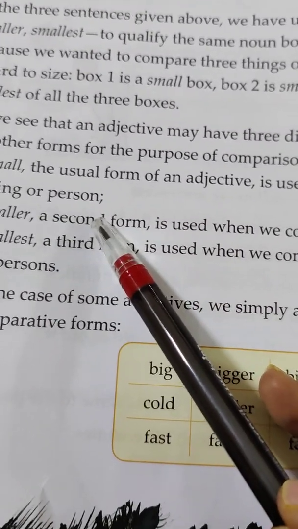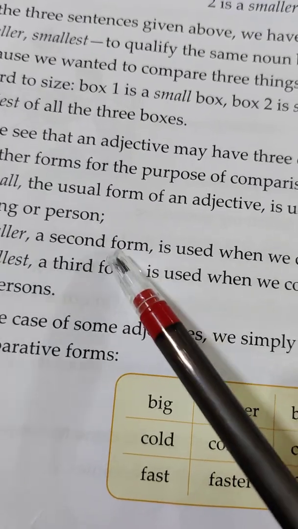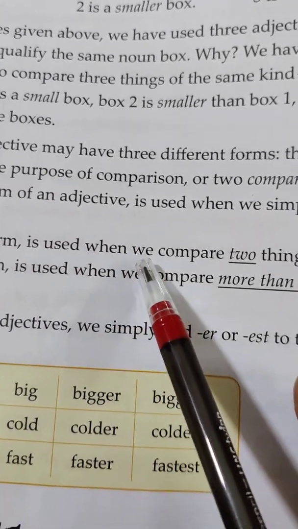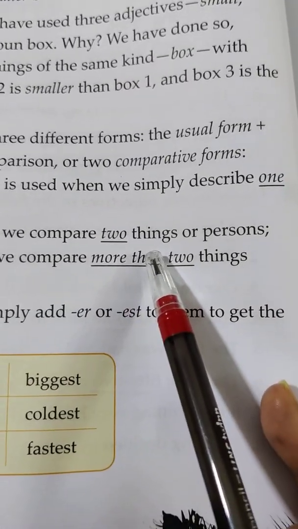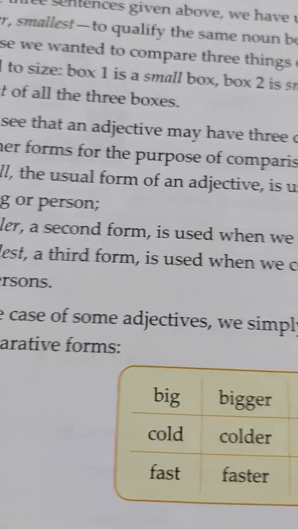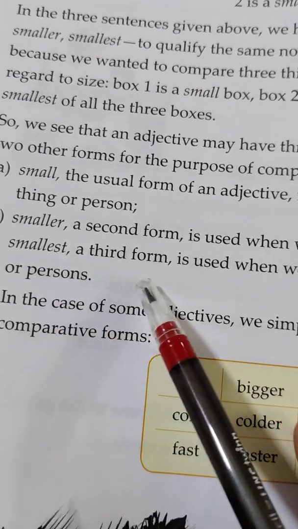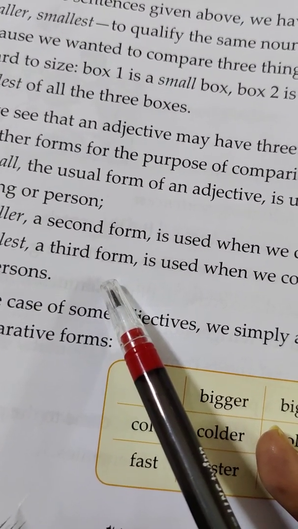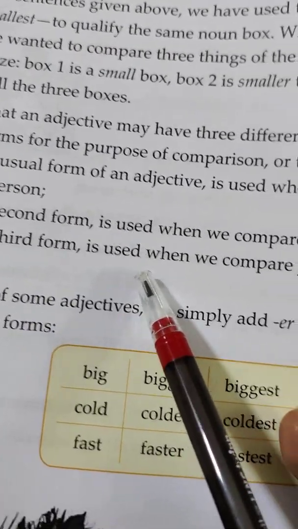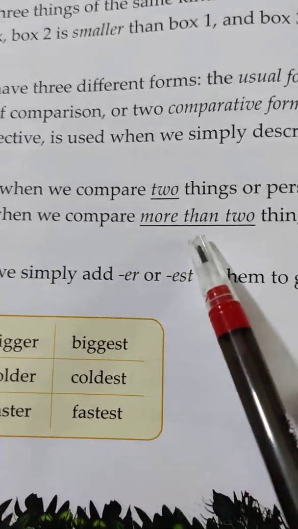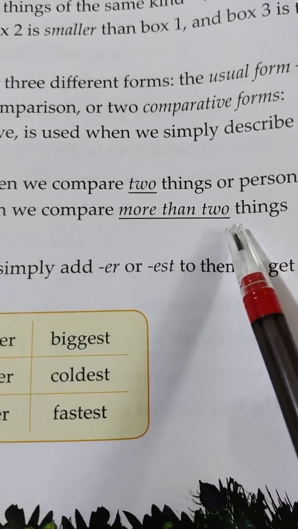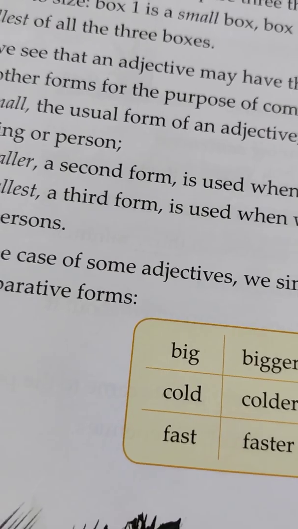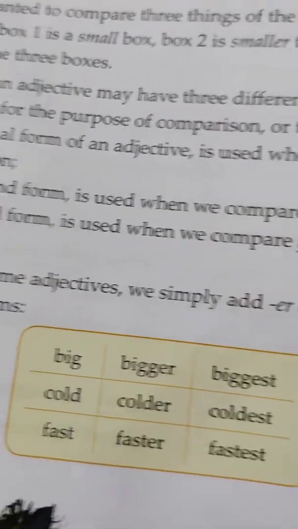Smaller, a second form. It is also called the second form. It is a comparative form also. It's used when we compare 2 things or 2 persons. And the smallest, a third form. It is the superlative form, also called the third form, used when we compare more than 2 things. See, when more than 2 things are compared, we use the third form.